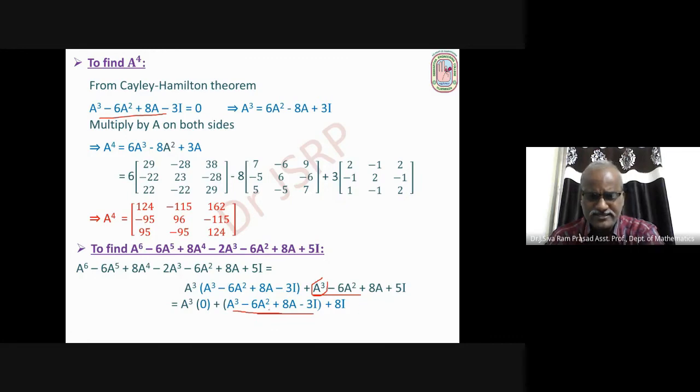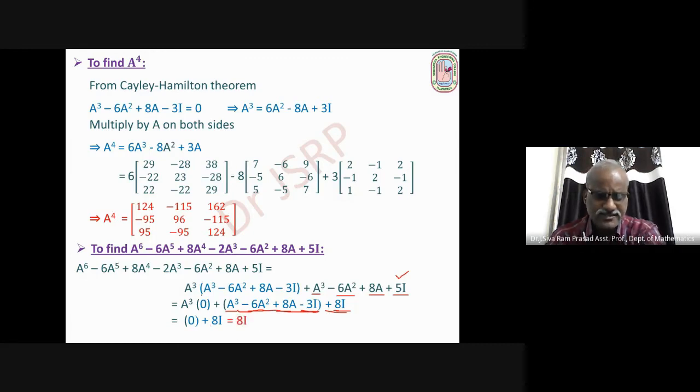Now check the relation. We have A cube, and in the original expression we also have A cube. So A cube minus 6A square, 8A. So here we have minus 3I, but here we have 5I. To get 5I, what do we have to add? Here we have minus 3I, so we have to add 8I. Okay, so write plus 8I. This is 0 from the same identity, this is also 0, we get 8I.